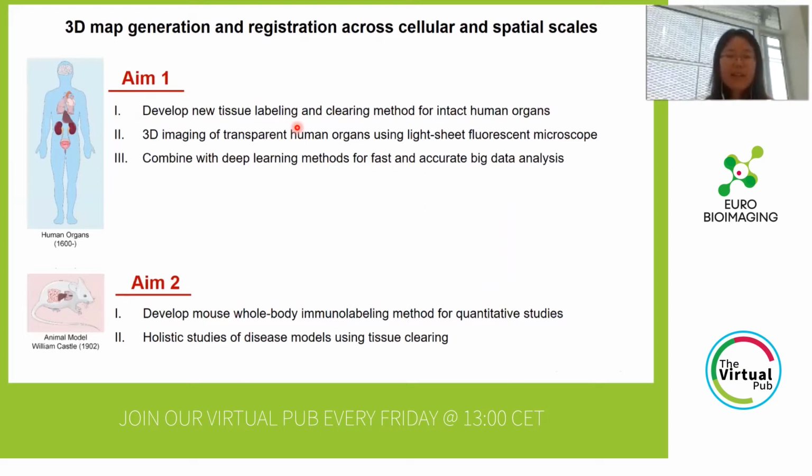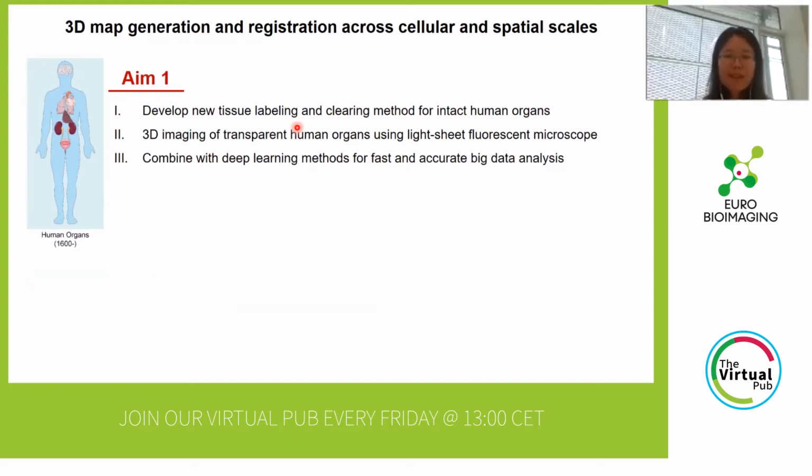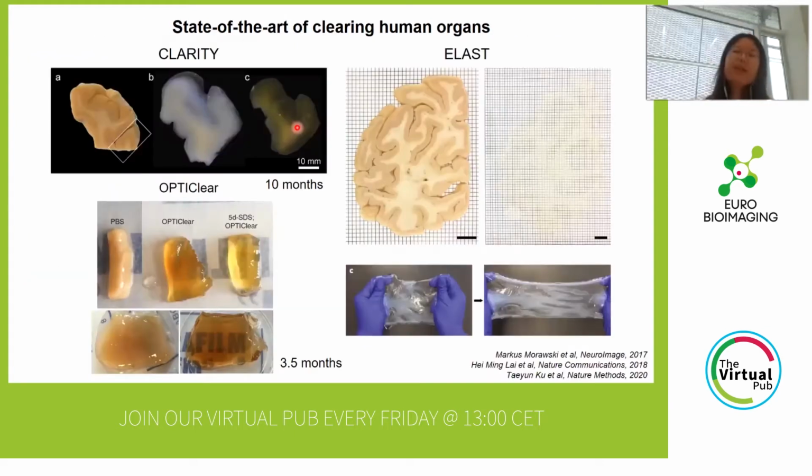And the second part is, of course, with the very widely used animal model, we want to develop a whole body mouse immunolabeling method for reliable quantitative studies. And using this method, we can study different kinds of disease models. So first part is related to the human organs.